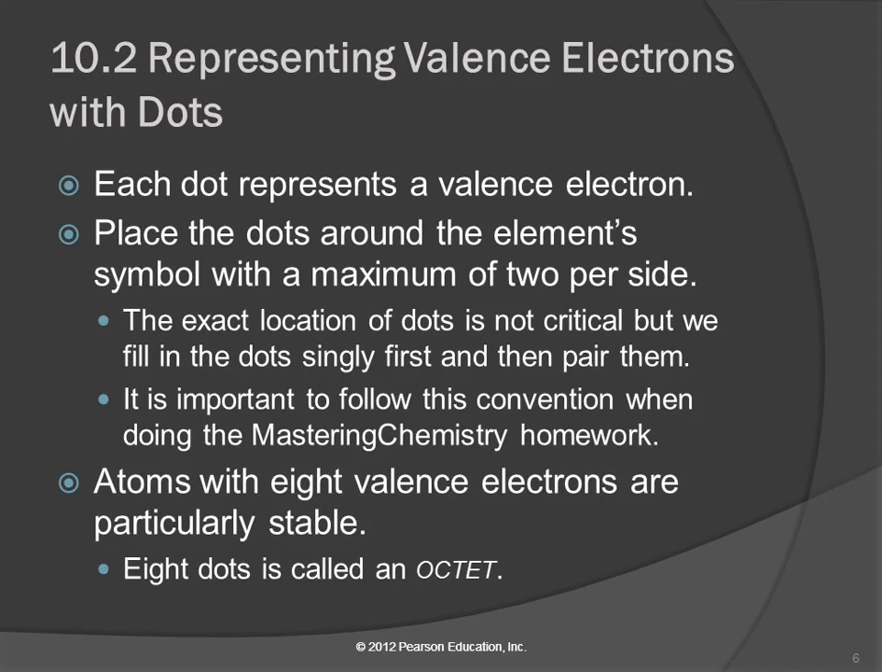And we find that atoms with 8 valence electrons are particularly stable, and that's called an octet. Just like a quartet of people singing is 4 people, and an octet is 8 people, right? So 8 valence electrons is an octet. And the noble gases are the ones with octets, right?